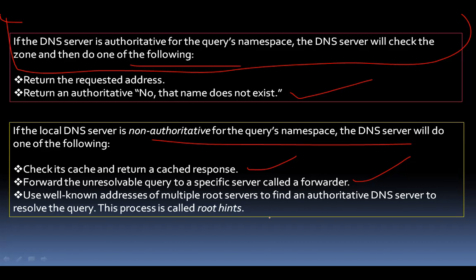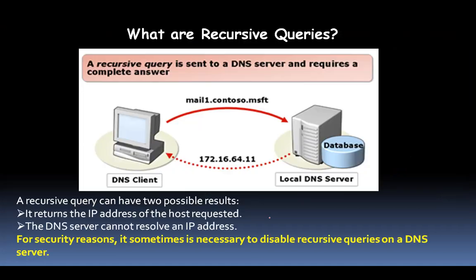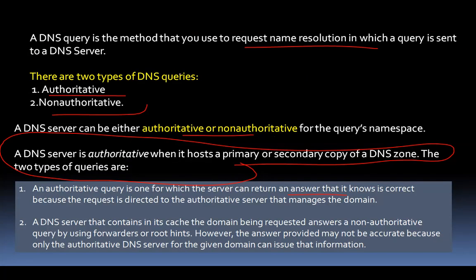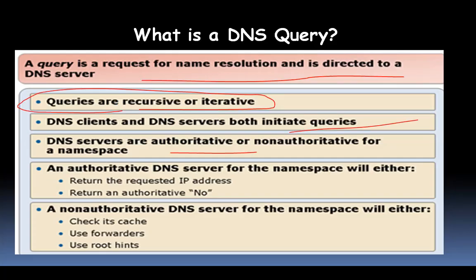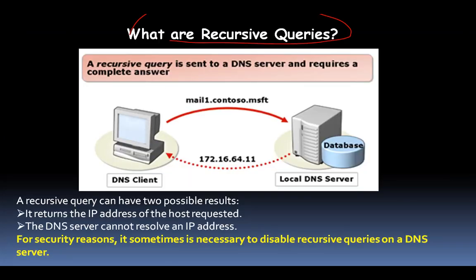What is the difference between authoritative and non-authoritative? Guys, what is a recursive query here? I was talking about two types of queries in the previous slide, so we will try to understand here. The recursive query is sent to a DNS server and requires a complete answer. For example, this is a client and it sends a recursive query. Then that server has to provide a complete answer.